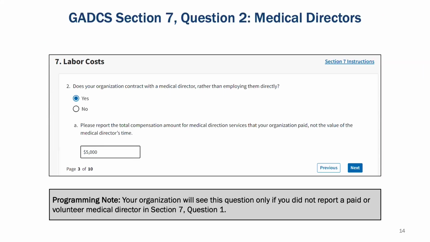This slide shows section 7, question 2, which asks if you contract a medical director rather than employ one directly, as is common for many smaller organizations. If you have answered yes here, you will be asked to report their compensation for the data collection period. Keep in mind that you will not see this question if you report having a volunteer or paid medical director.